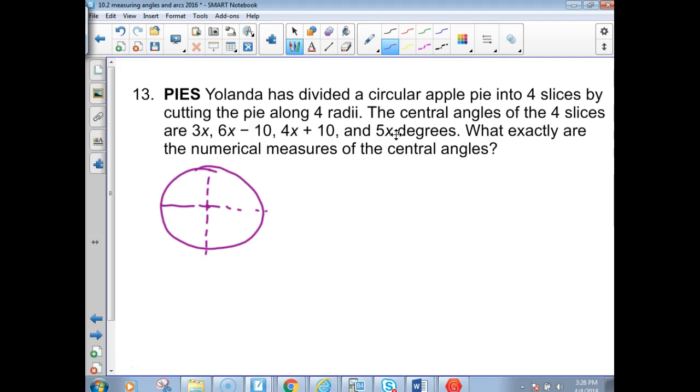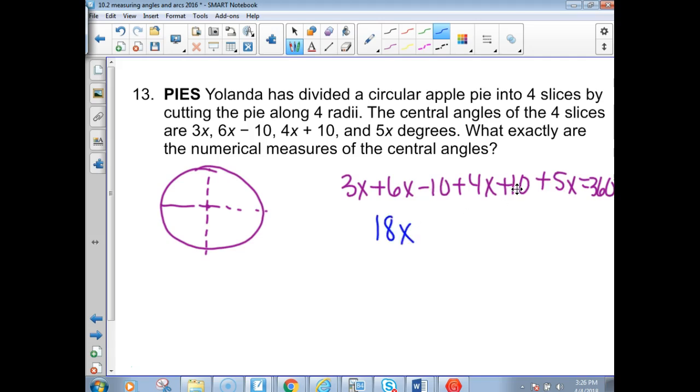These are the angle measures in degrees. What do the angles add up to? All of the angles of a circle would add up to 360. So I have to add all this up to 360. Let's add up our x's. We could have done that from the beginning. We got 9 plus 4, that'd be 13, plus another 5 would be 18x. And then the minus 10 and plus 10 cancel one another out. So we have 18x equals 360. Well, now we need to divide by 18 and find x. I think it's just 20, right?